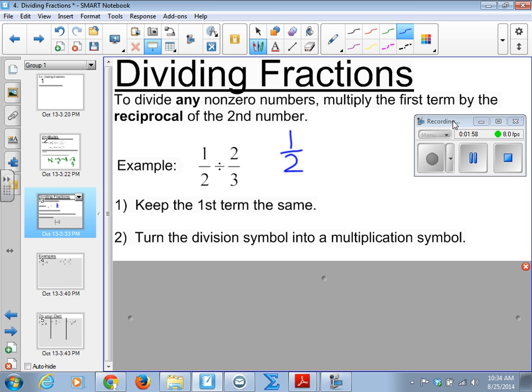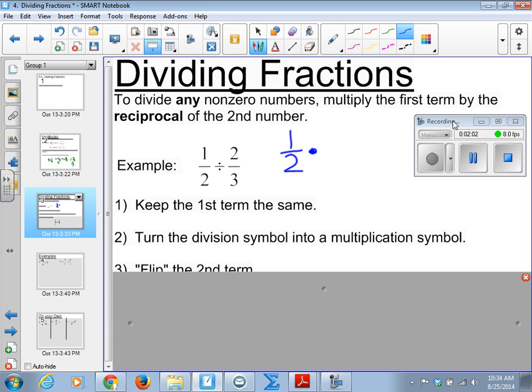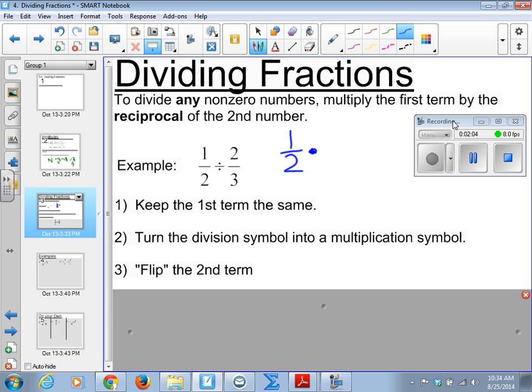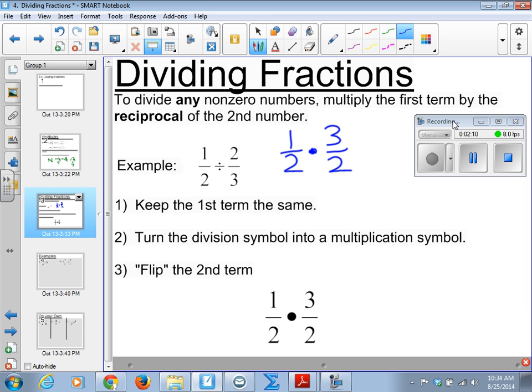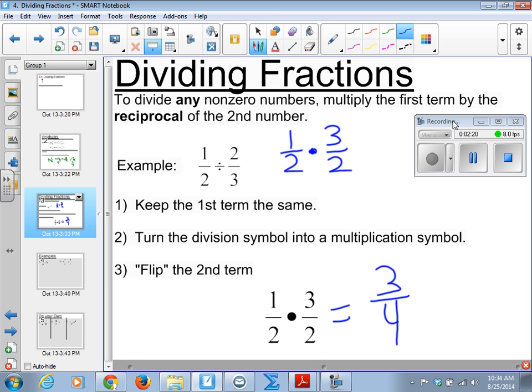Division becomes multiplication. And we flip that second term. So 2/3 becomes 3/2. Just as I have down there, we just multiply it through. 1/2 times 3/2 gives us 3 over 4. We know from multiplying fractions, we just multiply each part together.